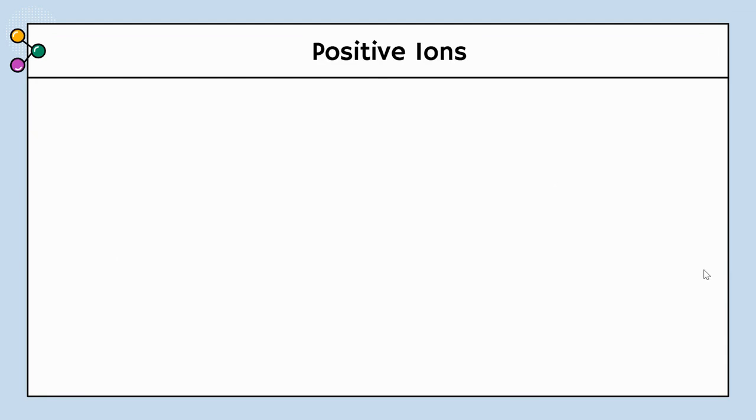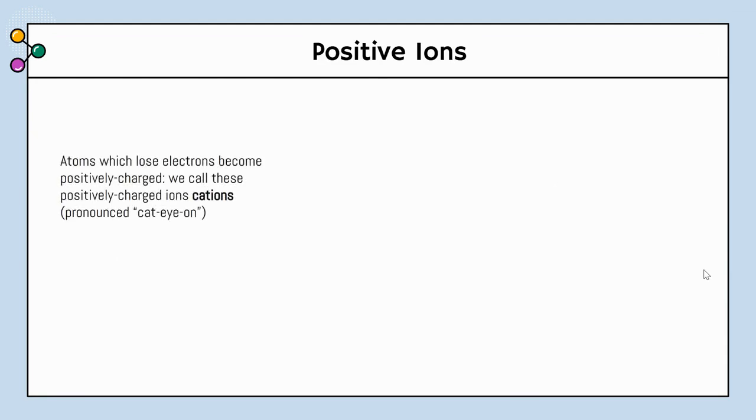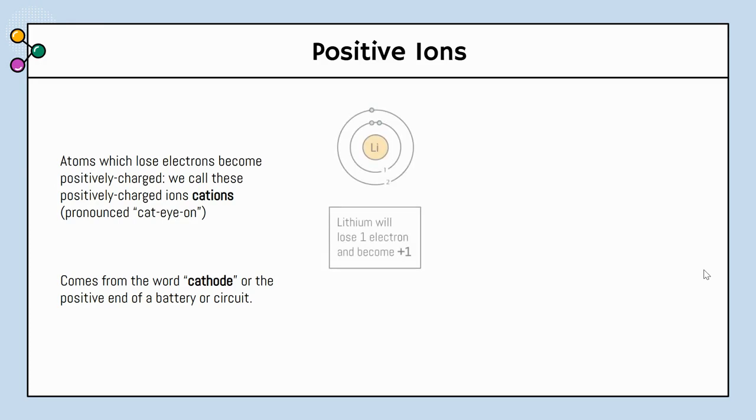Real quick, let's take a little bit of a deep dive into positive ions. Atoms, when they lose electrons, like we said, they become positively charged. And we call these positively charged ions cations. It looks like it's pronounced cation, but it is cation. And it comes from the word cathode, or the positive end of a battery or a circuit.